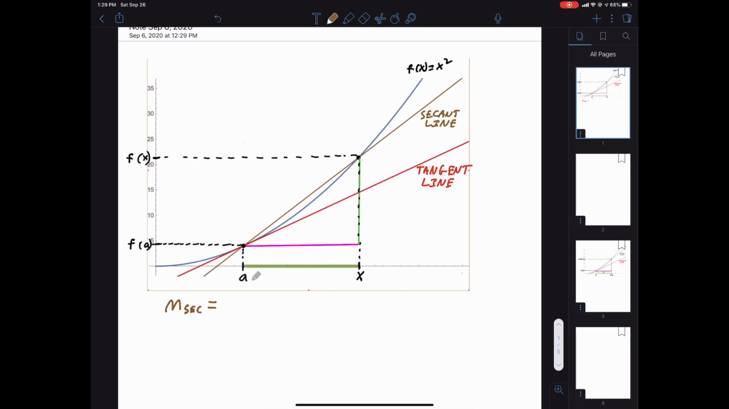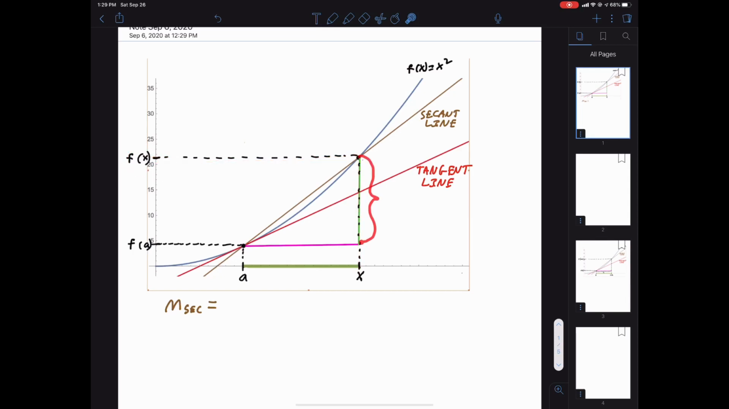So when x is a, to find the y coordinate there, you just follow it up and you move over, and the y coordinate there would be f of a. It's the function at a. And so we'll do the same thing with x. The y-coordinate at that point would be the function at x, f of x.